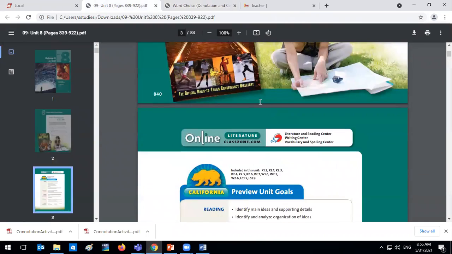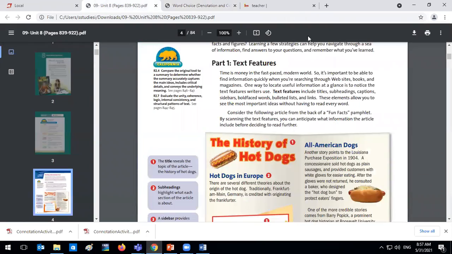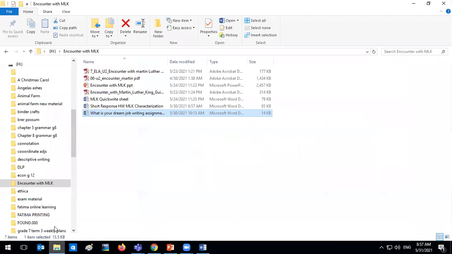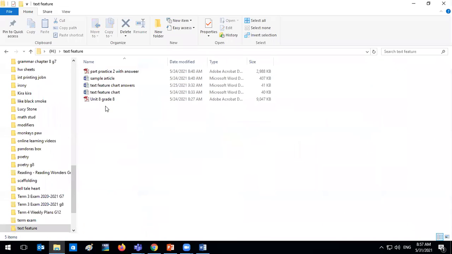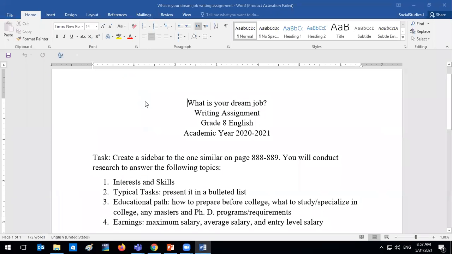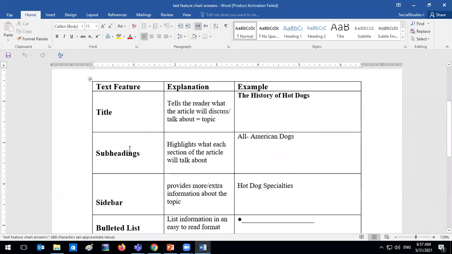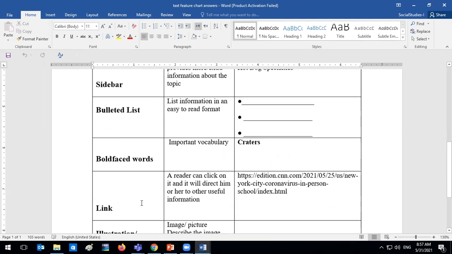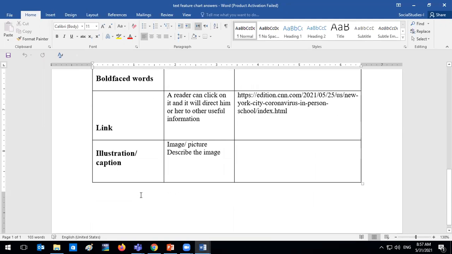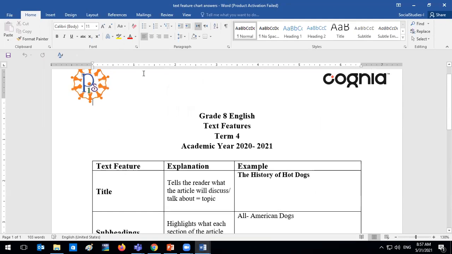Okay, Adam. And if we recall together, we discussed the idea of text features, remember? And we also answered, if you remember, a sheet of paper that included all the text features that we need to know. Yes? We did this together and we discussed what a title is, what a subheading is, a sidebar, a bulleted list, boldfaced words, a link, or an illustration or a caption that we can see. Adam, do you have any questions regarding these text features?